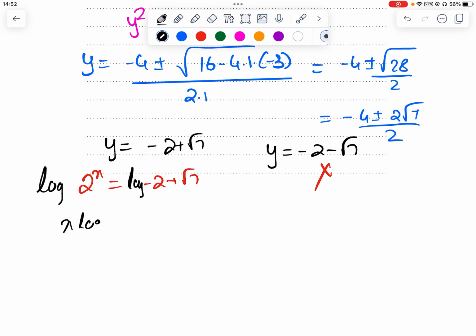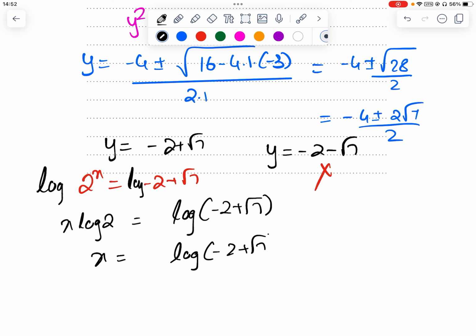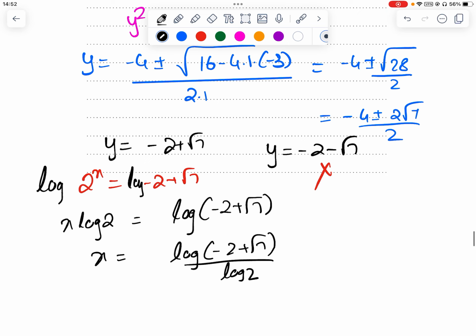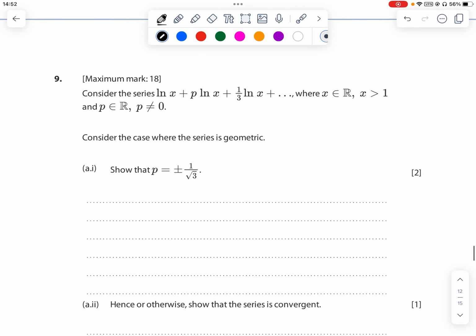So x log 2 equals log of negative 2 plus root 7. So x equals log of negative 2 plus root 7 divided by log 2. This is going to be the answer for question number 8. Now question number 9.